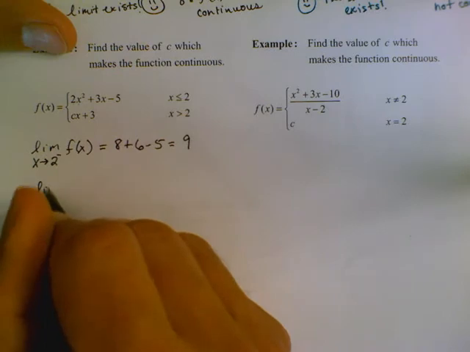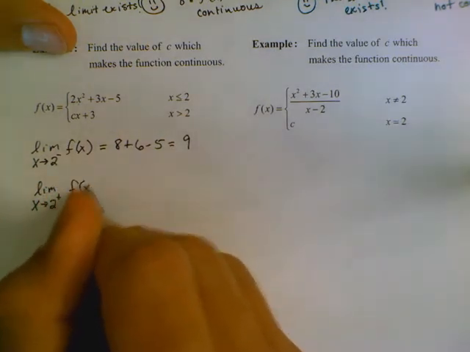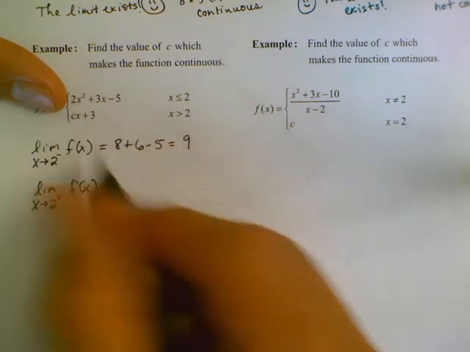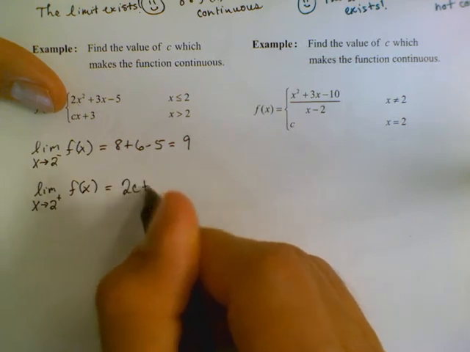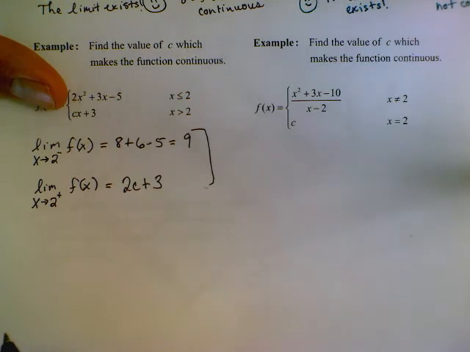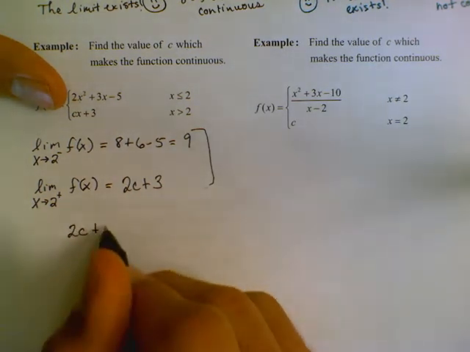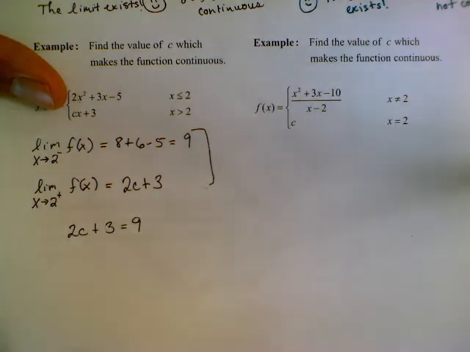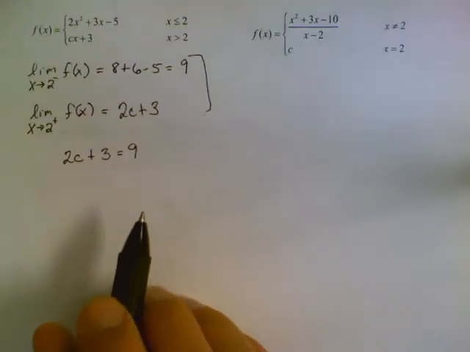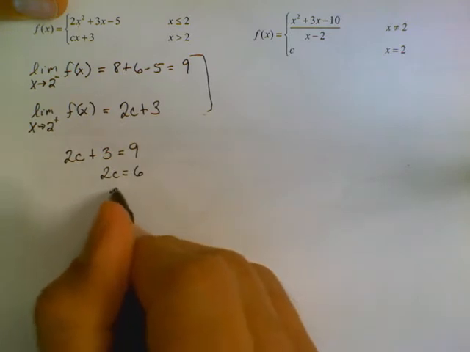Now the limit from the right-hand side of 2, I'd have to plug in 2 for x, so I get 2c plus 3. Now we know that those are supposed to be the same in order for the limit to exist. Well, that's what we're going to do then. We're going to make sure that they are the same. 2c plus 3 equals 9. We'll subtract 3 to get 2c equals 6, and divide by 2 to get c equals 3.